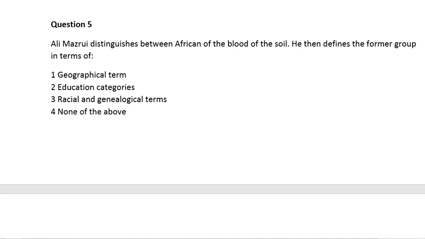Question number 5. Ali Mazrui distinguishes between Africans of the blood and Africans of the soil. He then defines the former group in terms of, number 1, geographical terms. Number 2, educational categories. Number 3, racial and geological terms. Number 4, none of the above. So guys, here the correct answer is number 3, which is racial and geological terms.